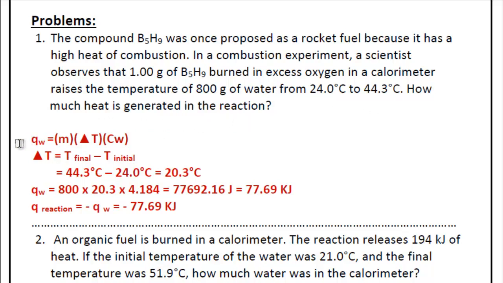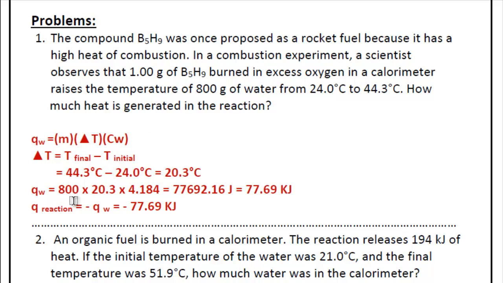First, we will use our equation to determine the heat generated. QW equals M delta T CW, and we must know that QW is the amount of heat of the water, M is the mass of water, delta T is the change in temperature, and CW is the specific heat of water. Delta T equals final minus initial, so it will be 44.3 minus 24, which is 20.3 degrees. So we will now replace the symbols in the equation by the numbers given in the problem.